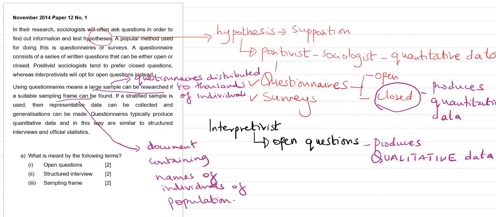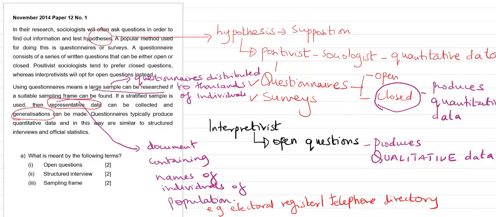A sampling frame is a document that contains the names of individuals of the population. An example is an electoral register or a telephone directory. Remember that sometimes a sampling frame can be difficult to obtain. Let's move on now to the text. If a stratified sample is used, then representative data can be collected and generalizations can be made.